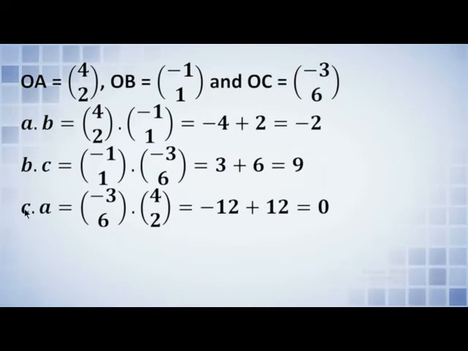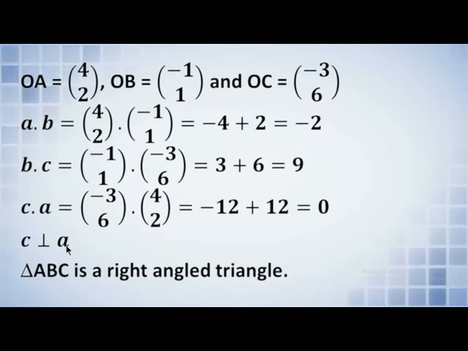How about C and A? C dot A equals (negative 3, 6) dot (4, 2), equal to 0. That means C and A make a right angle. It means C is perpendicular to A. It is proof that ABC is a right angled triangle. Why is it proof? Because one of the angles is actually a right angle, or one side is perpendicular to the other side.